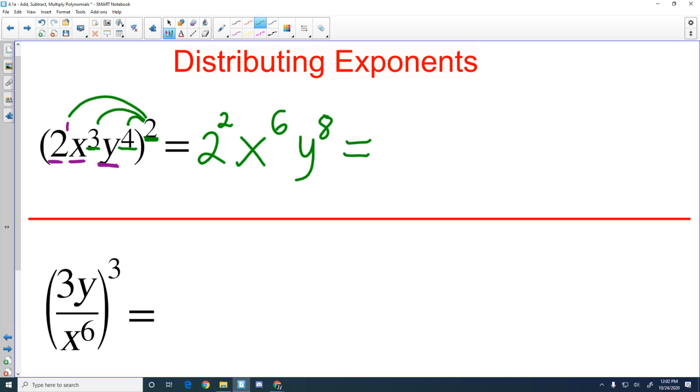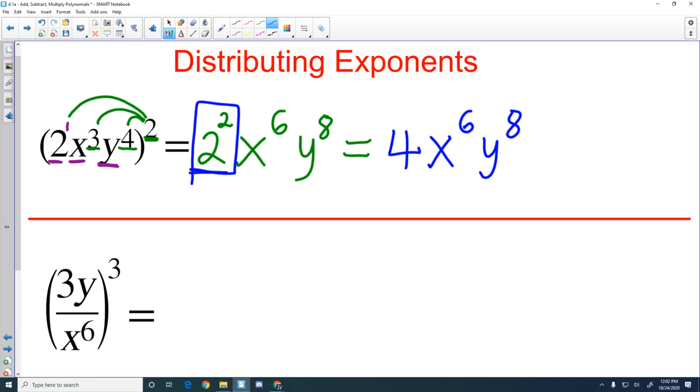Last thing we would do is any bases that are numbers, like integers to an exponent, like this 2 to the 2nd right here, we can actually multiply that out. We know that 2 squared is 4. We always want to do that. We don't want to leave an exponent hanging outside of a number if you can actually calculate what that value is. Then the x to the 6th, y to the 8th wouldn't change at all. So that's that first one.